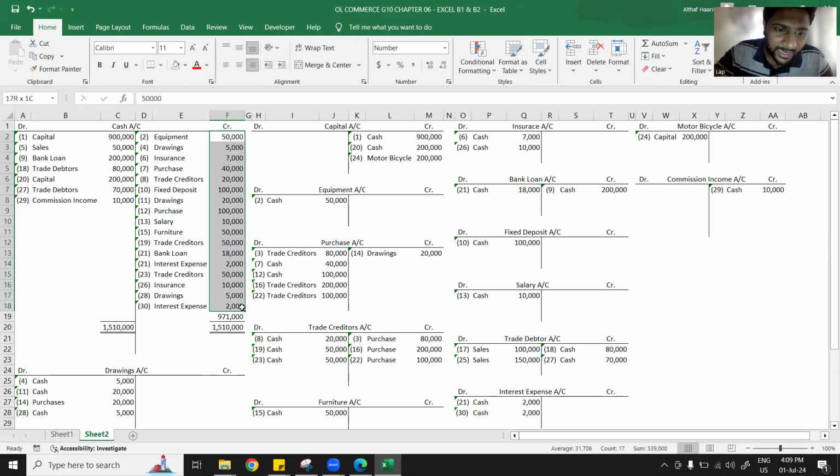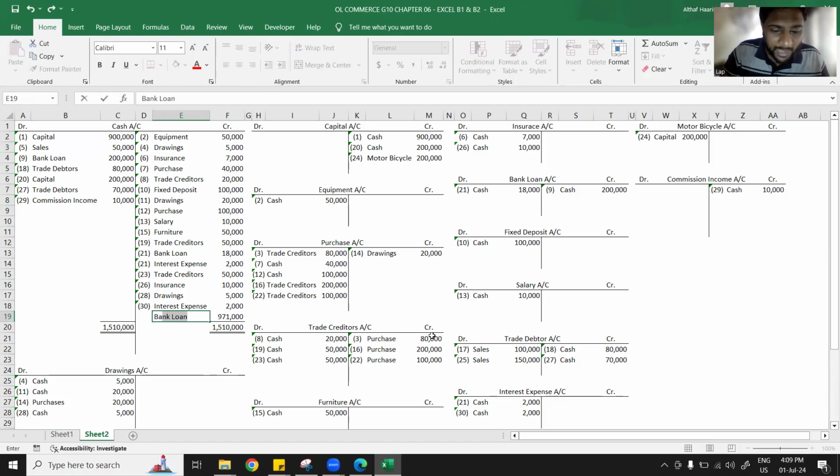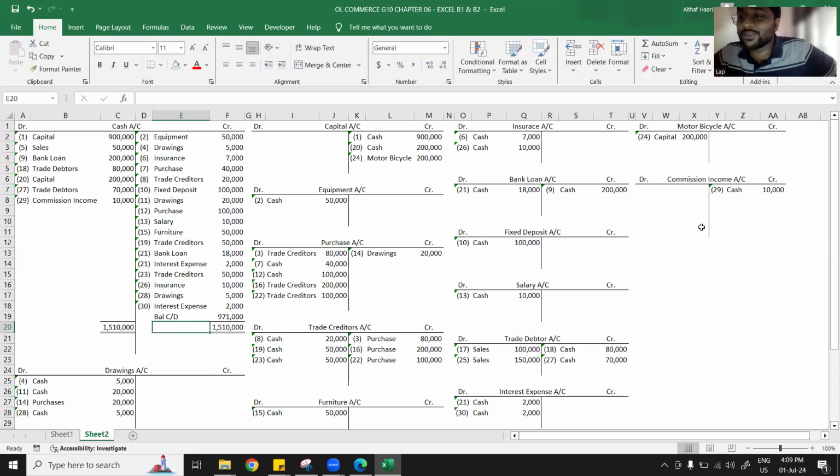Now if you take the addition of this side, it should be 1510. We call it balance CD. Closing balance also correct. Balance CD, balance carrying down to the next month.